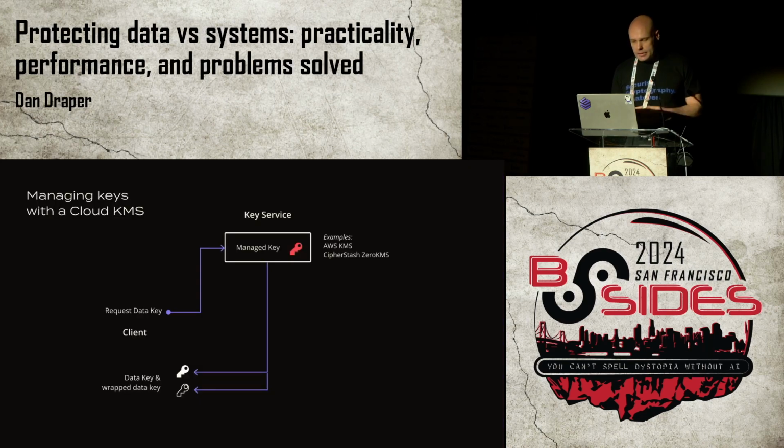And it looks something like this. So let's say you've got a cloud-based key management service. That might be Amazon's KMS, Azure Key Vault, or BSidesSF Zero KMS, for example. The client that wants to perform the decryption is going to send a data key request to that key service. And the key service is going to use its own internal key that no one ever sees externally to encrypt a randomly generated data key. And that's what we call a wrapped data key. So it's going to return both of those keys.